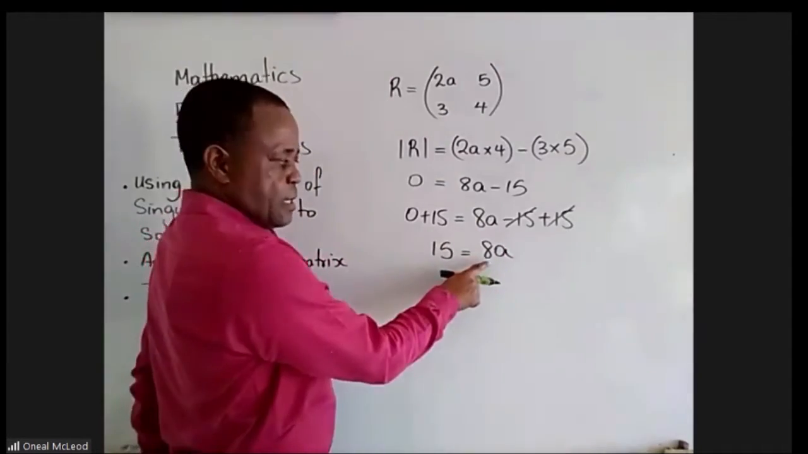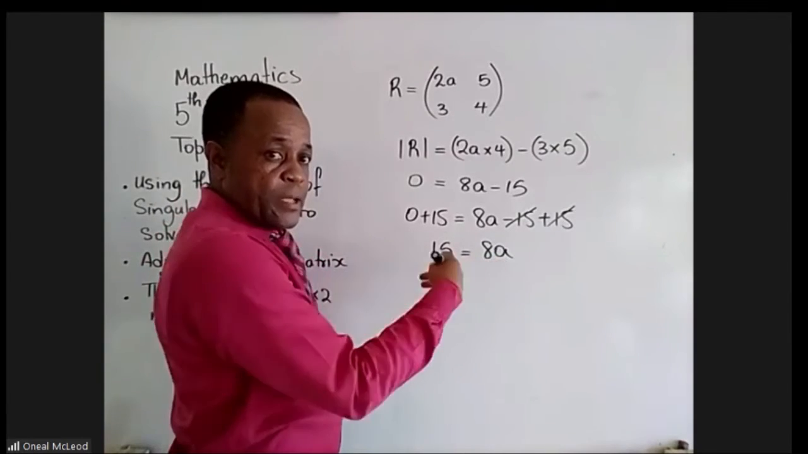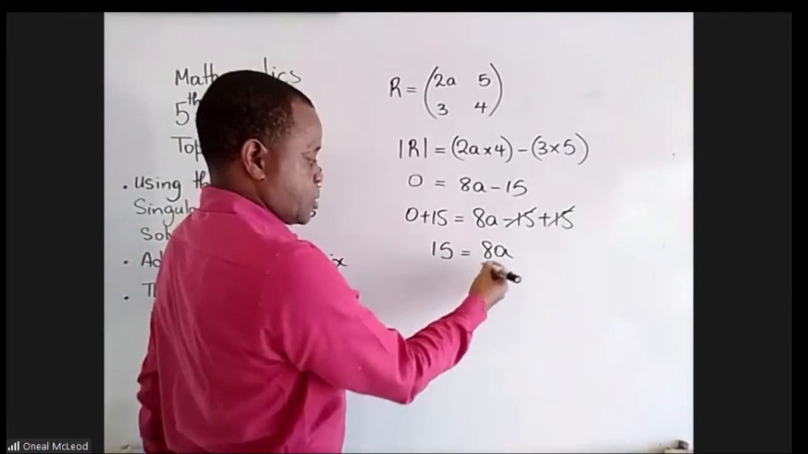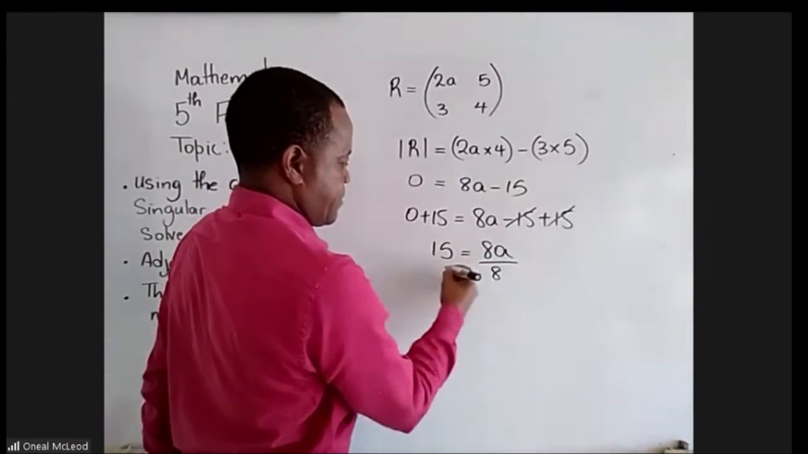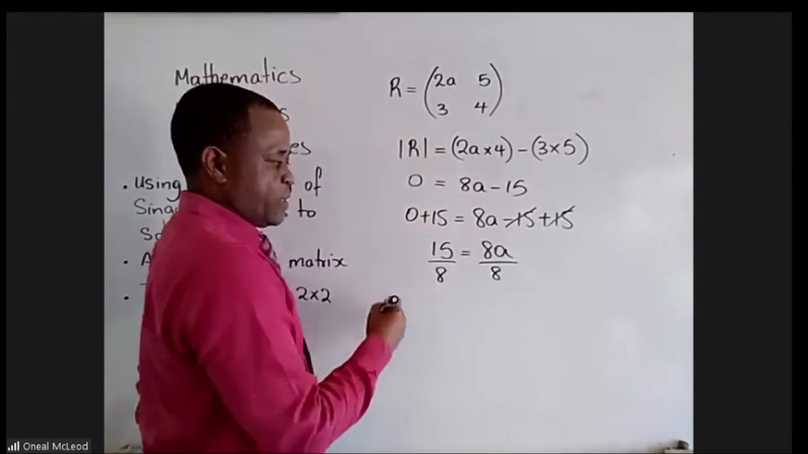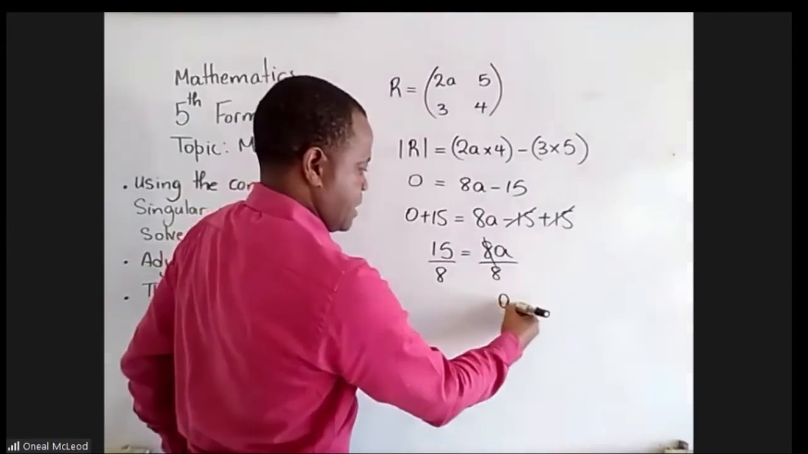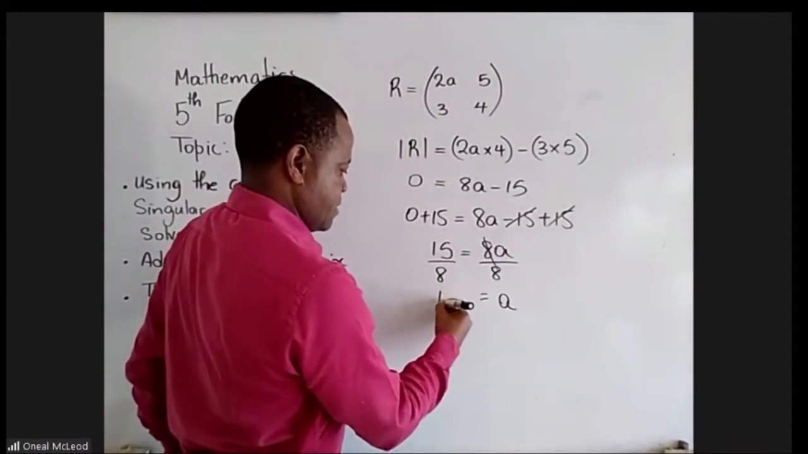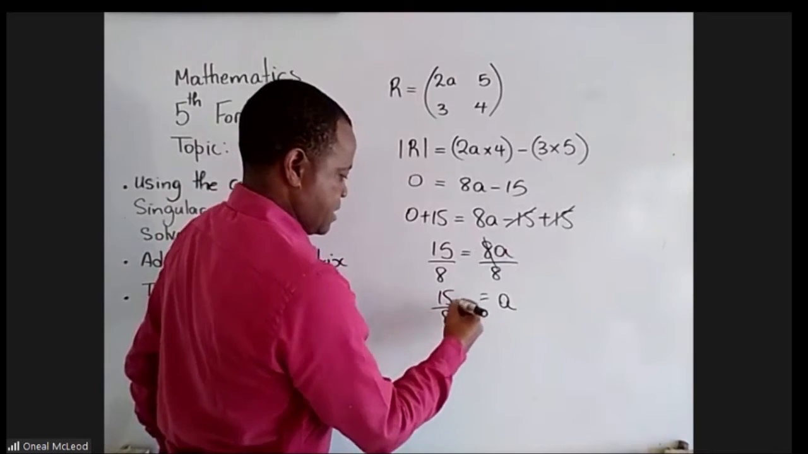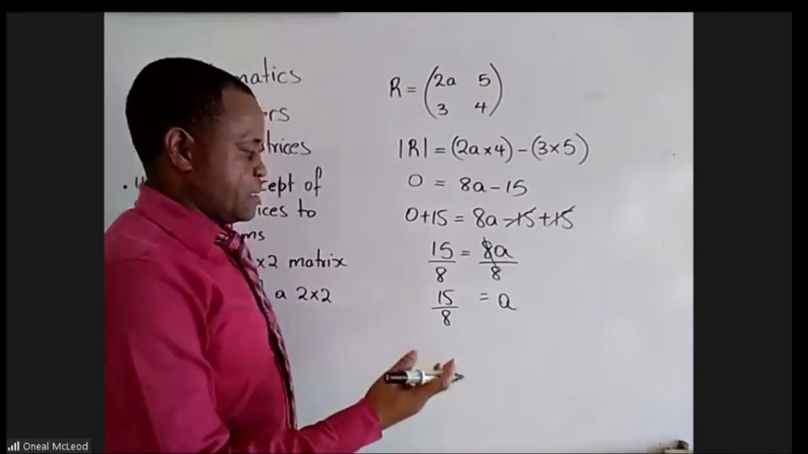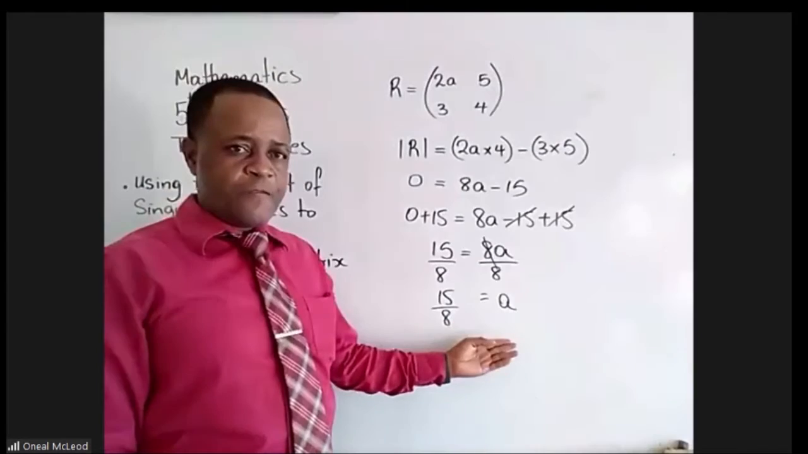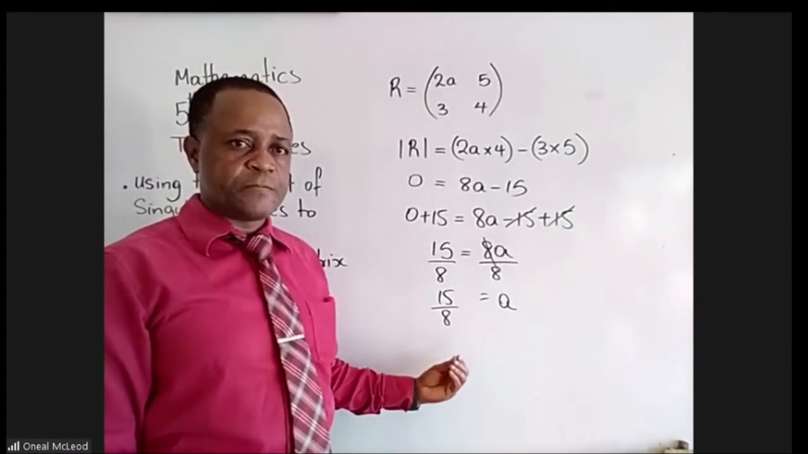So 8 is connected to A by a multiplication. To get rid of it, we have to divide. What we do on one side, we do on the other to keep it balanced. So this is going to be A equals 15 over 8. All right. So in this case, the value of A is going to be a fraction.